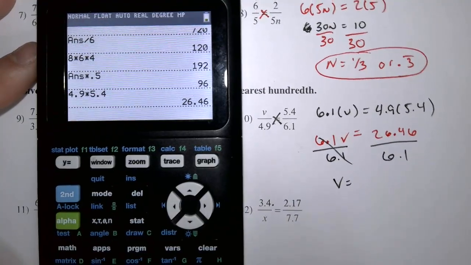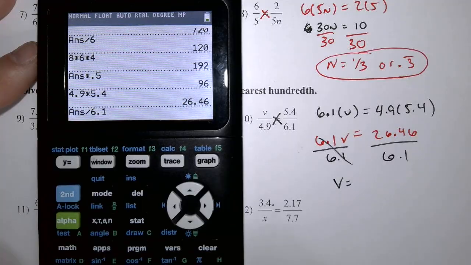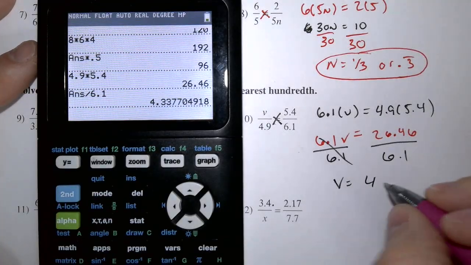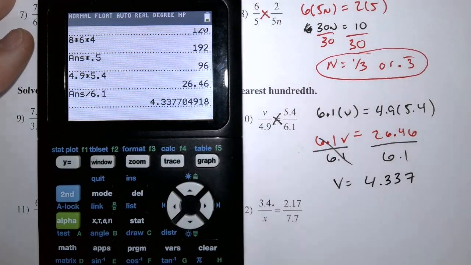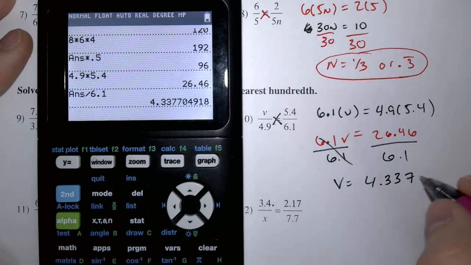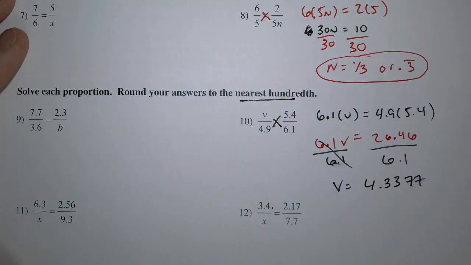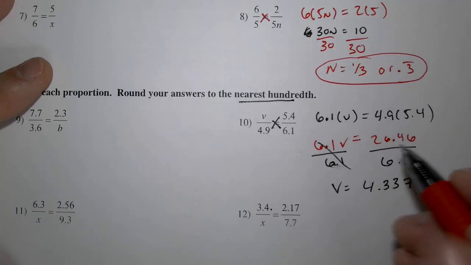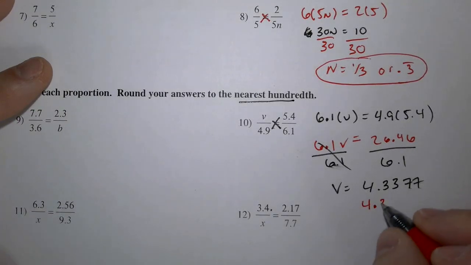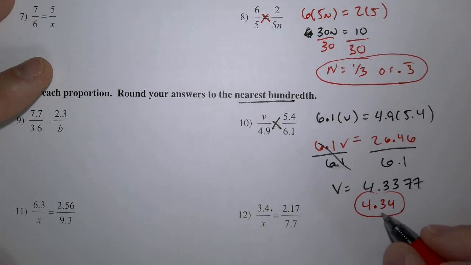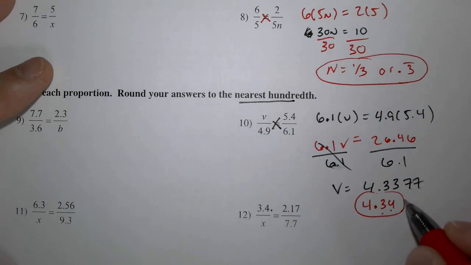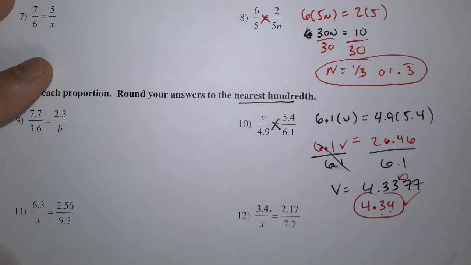So I got 26.46. I'm going to divide that by 6.1, and I get 4.337. Now I am allowed to round, apparently, according to the worksheet, to the nearest hundredth. I could not round early. I can round now. So that would be 4.34. Thousandths is after that, so that 7 rounds the 3 up.